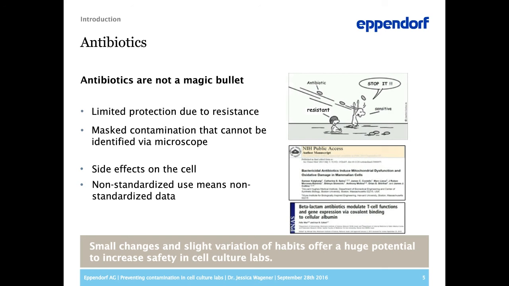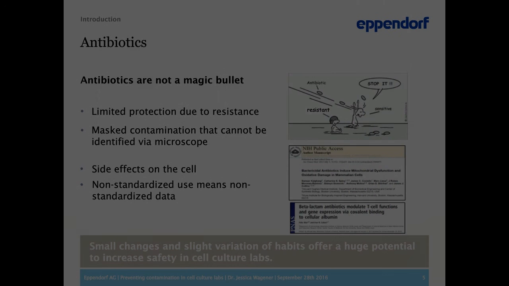So in most cases, the data that are published for a certain cell type were generated under non-standardized conditions. This, of course, can be problematic when it comes to reproducibility of experimental data. So taken together, antibiotics are not really good in protecting the cells from bacterial contaminations, and they are not really good for the cells themselves. This is why we would like to show with this webinar that there are simple and efficient ways that offer huge potential to protect your cell culture from contamination.